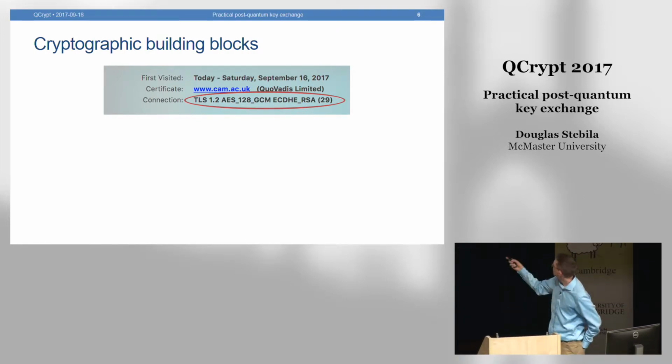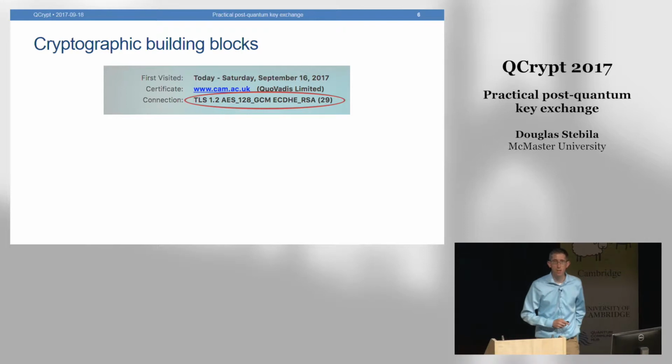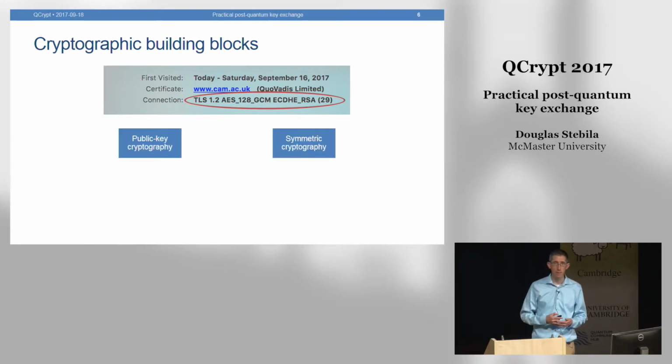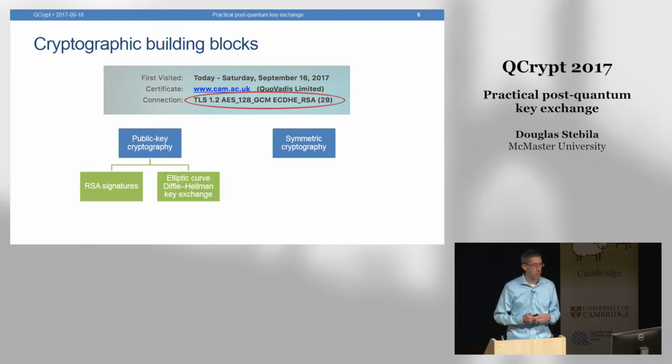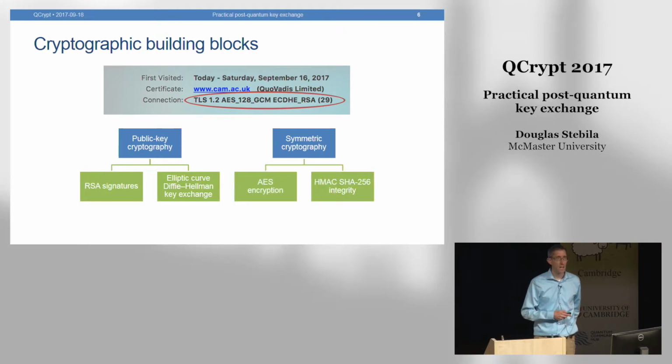So let's take a look at the cryptography being used here. There's the connection string, which has a bunch of cryptographic algorithms in it. To remind you, we have two different types of cryptography being used whenever we establish a secure connection: public key cryptography and symmetric cryptography. The public key algorithms in that list are the RSA signature algorithm and elliptic curve Diffie-Hellman key exchange. Those are used to set up our secure connection. Once we've established that connection, the symmetric cryptography algorithms used are AES encryption and the HMAC algorithm for integrity. So those are the algorithms being used in the connections you use day to day.